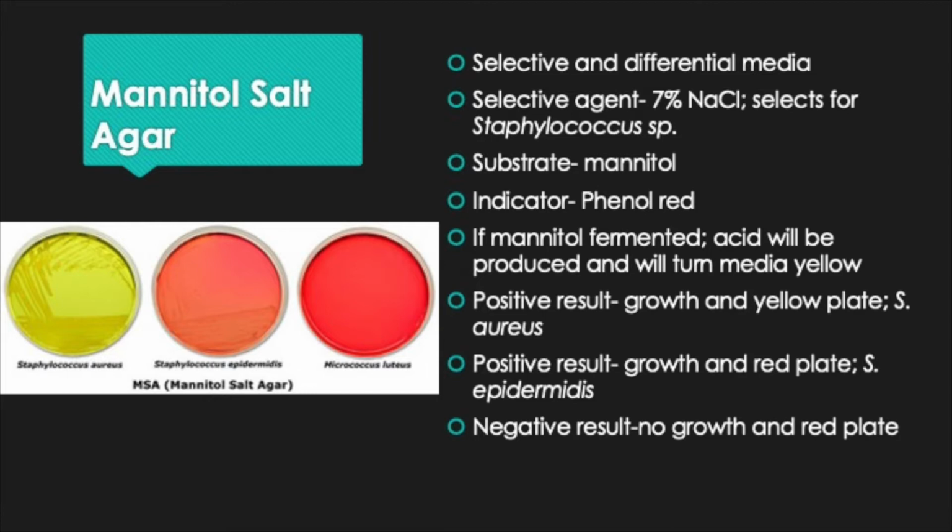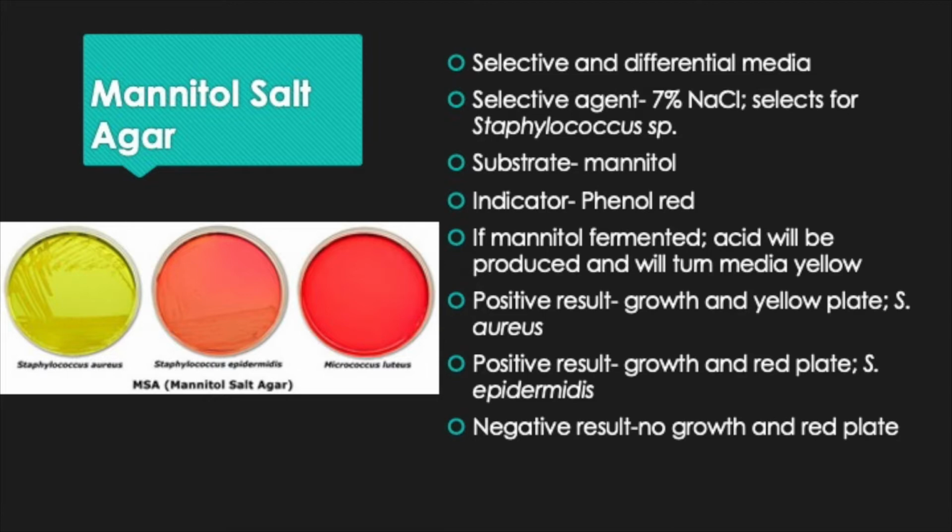The substrate that's in the media is mannitol. Mannitol is a sugar alcohol. It's a simple sugar, so it's small. The selective agent that's in the media is salt, 7% salt. And this high percentage of salt is selecting for staph.